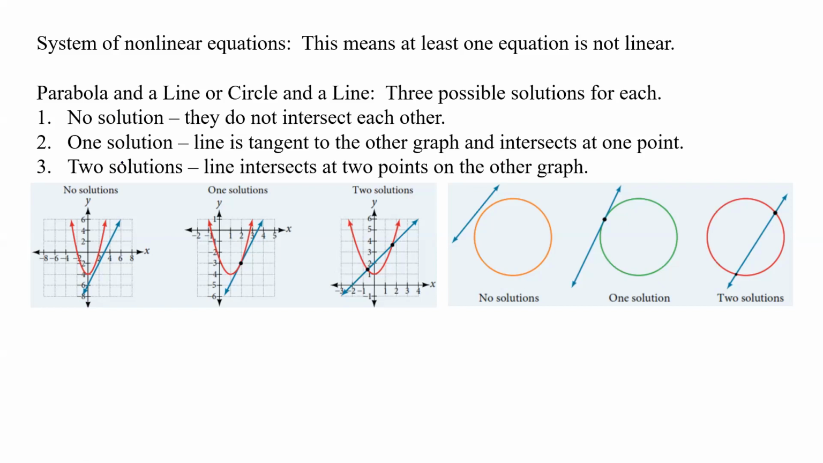Now with one solution, it's going to be basically tangent to the other graph. So if we have the parabola, it just comes in and touches at just that one point right there. And the same thing with the circle. Now with two solutions, the line's basically going to intersect at 2 points on the graph somewhere. So you could have the graph they have here, you could have a graph coming down like this, or with circles, any line going completely through the circle on both sides, that's going to be giving us two solutions.